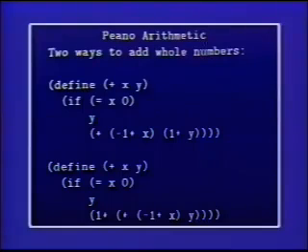However, the second procedure here doesn't do it that way. It says if the first number is 0, then the answer is the second. Otherwise, it's the increment of the sum of the decrement of the first number and the second. So what this says is add together the decrement of the first number and the second, a simpler problem, no doubt, and then change that result to increment it.